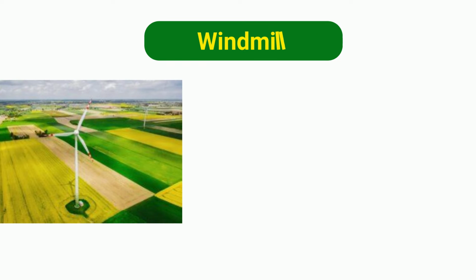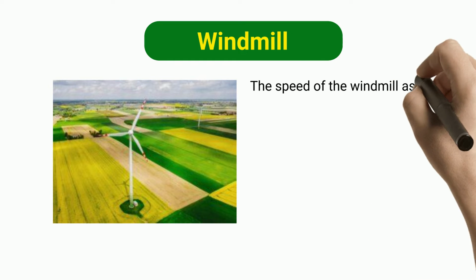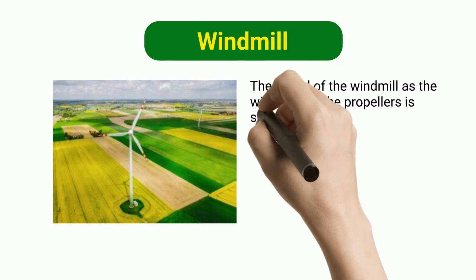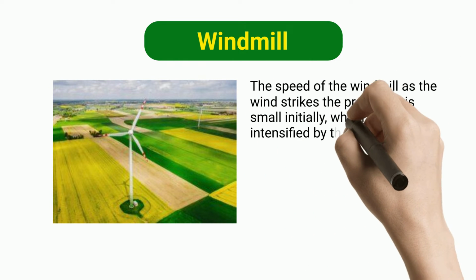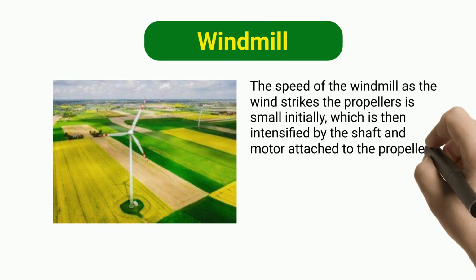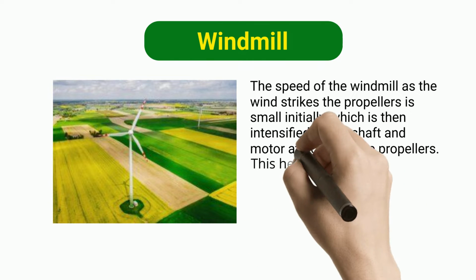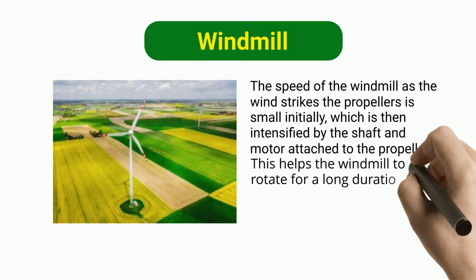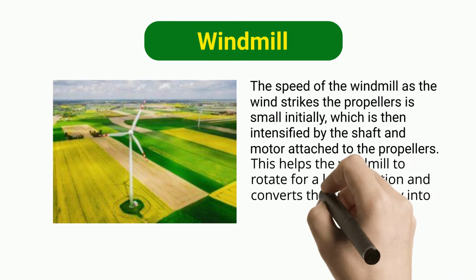Windmill. The speed of the windmill as the wind strikes the propellers is small initially, which is then intensified by the shaft and motor attached to the propellers. This helps the windmill to rotate for a long duration and converts the wind energy into electrical energy.